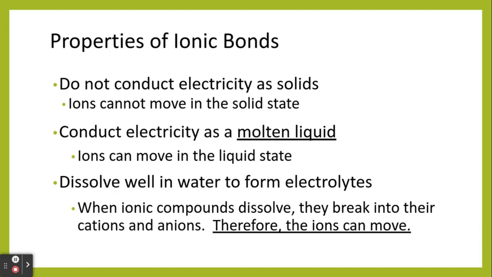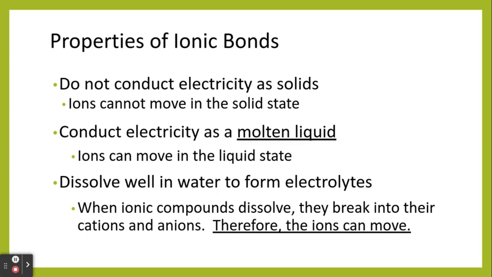And then continuing on, ionic compounds do not conduct electricity as solids. So if we have solid table salt, it will not conduct electricity because the ions cannot move in the solid state. And that's what we need to conduct electricity, is that flowing of charges, flowing of electrons. However, if we heat ionic compounds up to very high temperatures, so a couple hundred to 1,000 degrees Celsius, they will conduct electricity as molten liquids. That's because ions can move when they're in a liquid state.